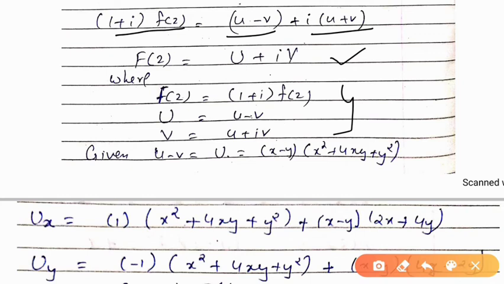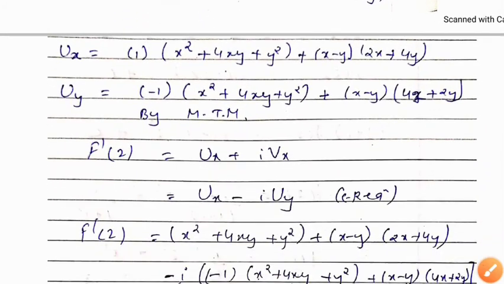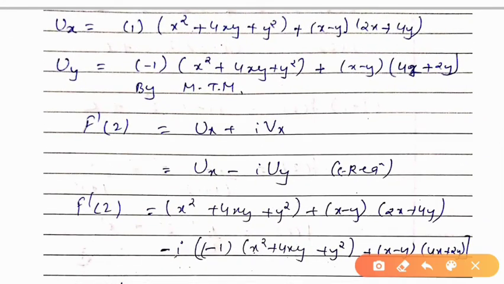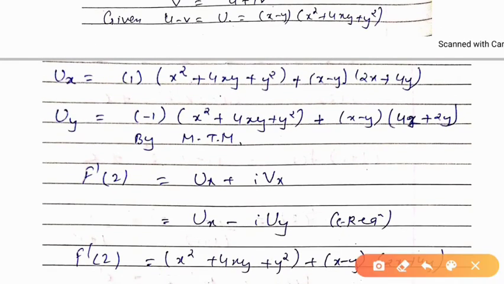We have written here what capital F, capital U and capital V are. And what we are given is u minus v, which means we are given capital U over here. So that is (x minus y)(x square plus 4xy plus y square). Now what will be our next step? Our next step will be to find the differentiation with respect to x and with respect to y. So let me teach you first how to do differentiation.